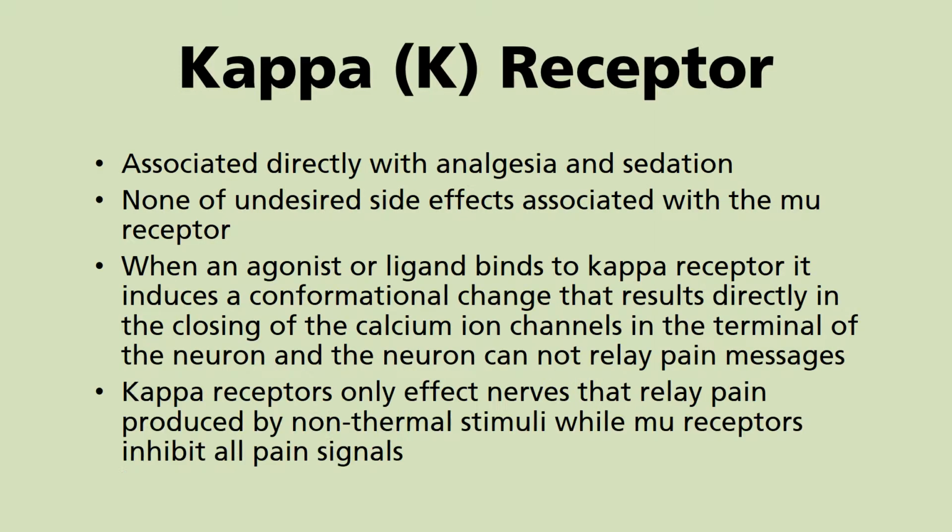The Kappa receptor is another type of opioid receptor associated with the analgesia properties and sedation, but does not produce the euphoria effects as seen with the mu receptor. Another difference to consider is that mu receptors block all pain signals in the body, while the Kappa receptor only blocks pain produced by non-thermal stimuli.